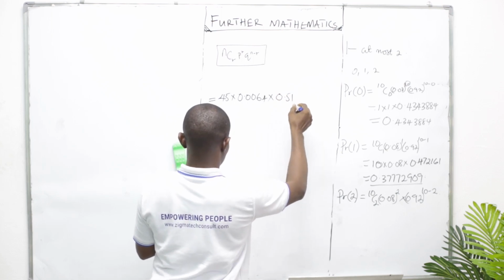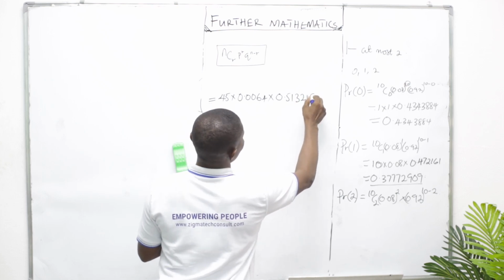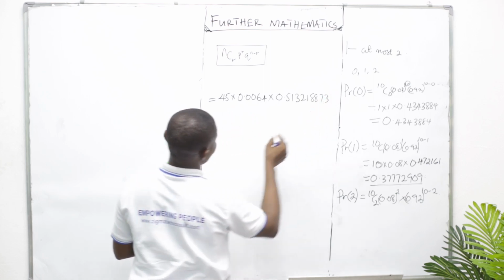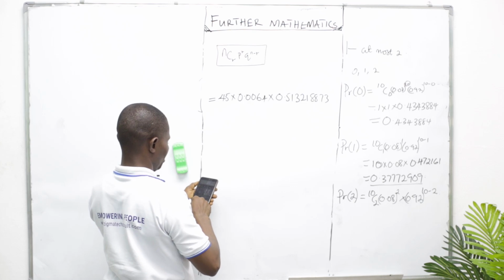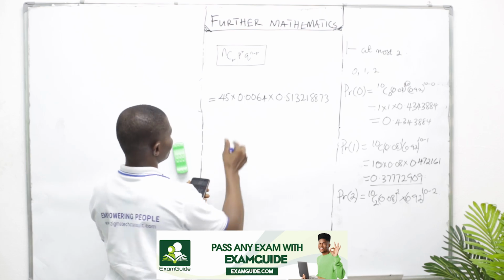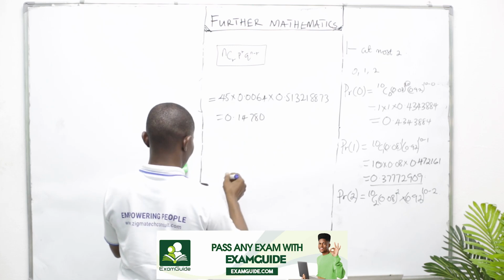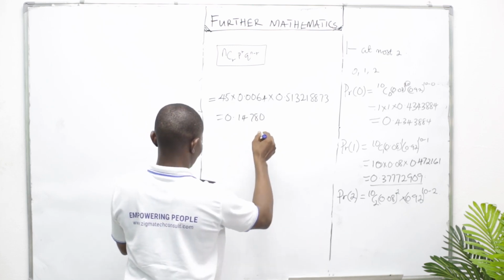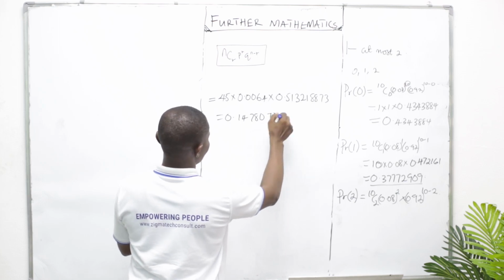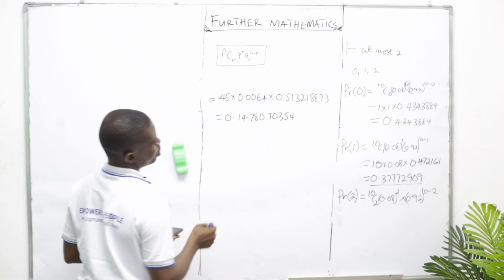0.92 to the power 8 is 0.5132. Let's end it there. Times 45 times 0.0064. This is 0.14780700354.